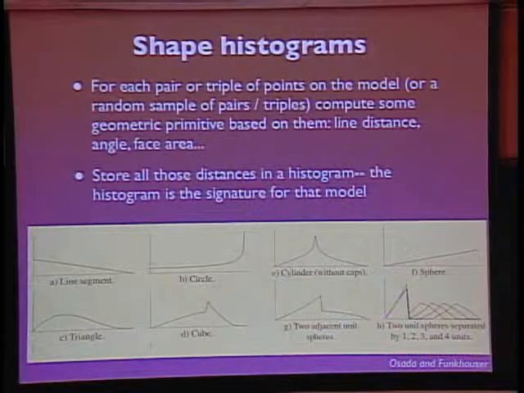And then you can think about this histogram as being your shape signature. So if the histogram has 100 bins in it, your feature vector would have 100 numbers in it, where each number tells you how many geometric primitive values fell within a particular range. Yeah? Doesn't this depend a lot on the distribution of the sampling points?